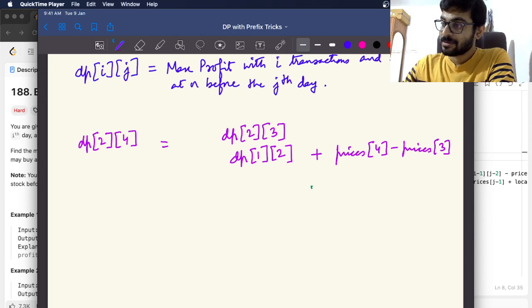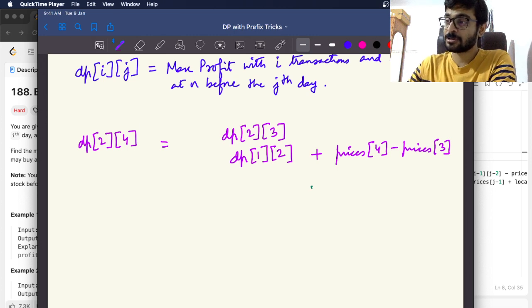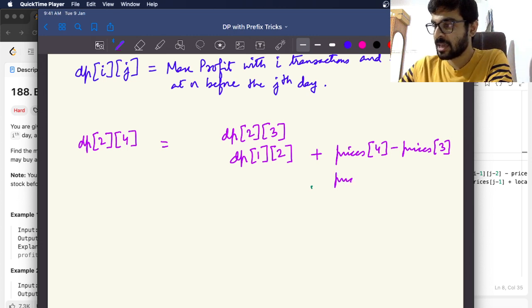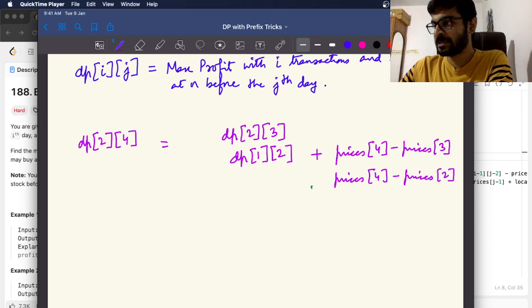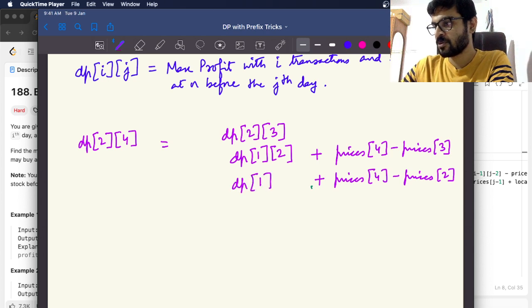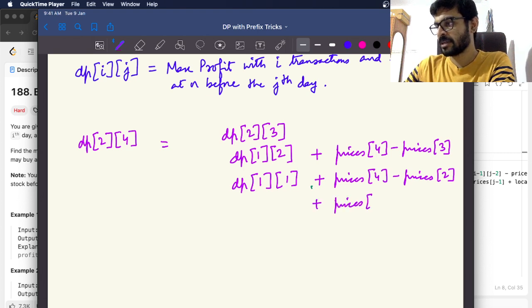Similarly, if you say that I will not buy on the 3rd day, I will buy on the 2nd day. So you're basically saying, hey, I will sell on the 4th day, but I will buy on the 2nd day. That means before the 2nd day, this is the DP state, DP of 1, 1. And if you say, hey, I will buy on the 1st day, you may wish to buy on the 1st day.